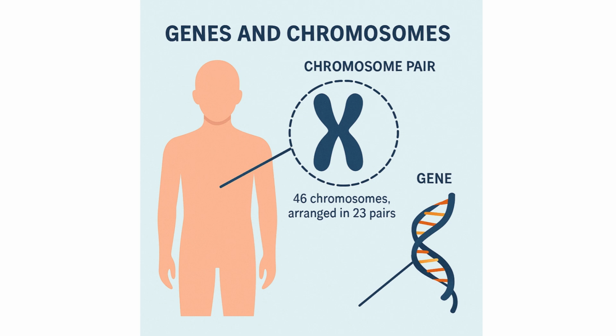Now you need to know about genes and chromosomes. A gene is a segment of DNA that contains the instructions to make a specific protein. Humans have around 20,000 to 25,000 genes. These genes are organized into structures called chromosomes. Humans have 46 chromosomes, arranged in 23 pairs. 1 set comes from the mother and 1 from the father.